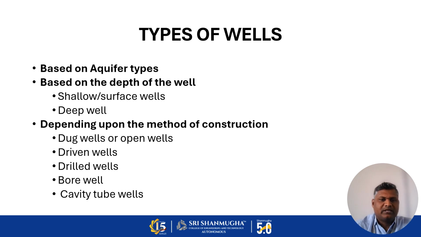There are three major types of wells adapted for agricultural purposes: based on aquifer types, based on the depth of the well, and depending upon the method of construction. Based on the aquifer, we have three different types: confined aquifer, unconfined aquifer, and semi-confined aquifer. Then based on the depth of well, shallow or surface wells, and second, deep wells. Depending upon the method of construction: dug wells or open wells, driven wells, drilled wells, bore wells, and cavity tube wells. So these are the different types of wells used.